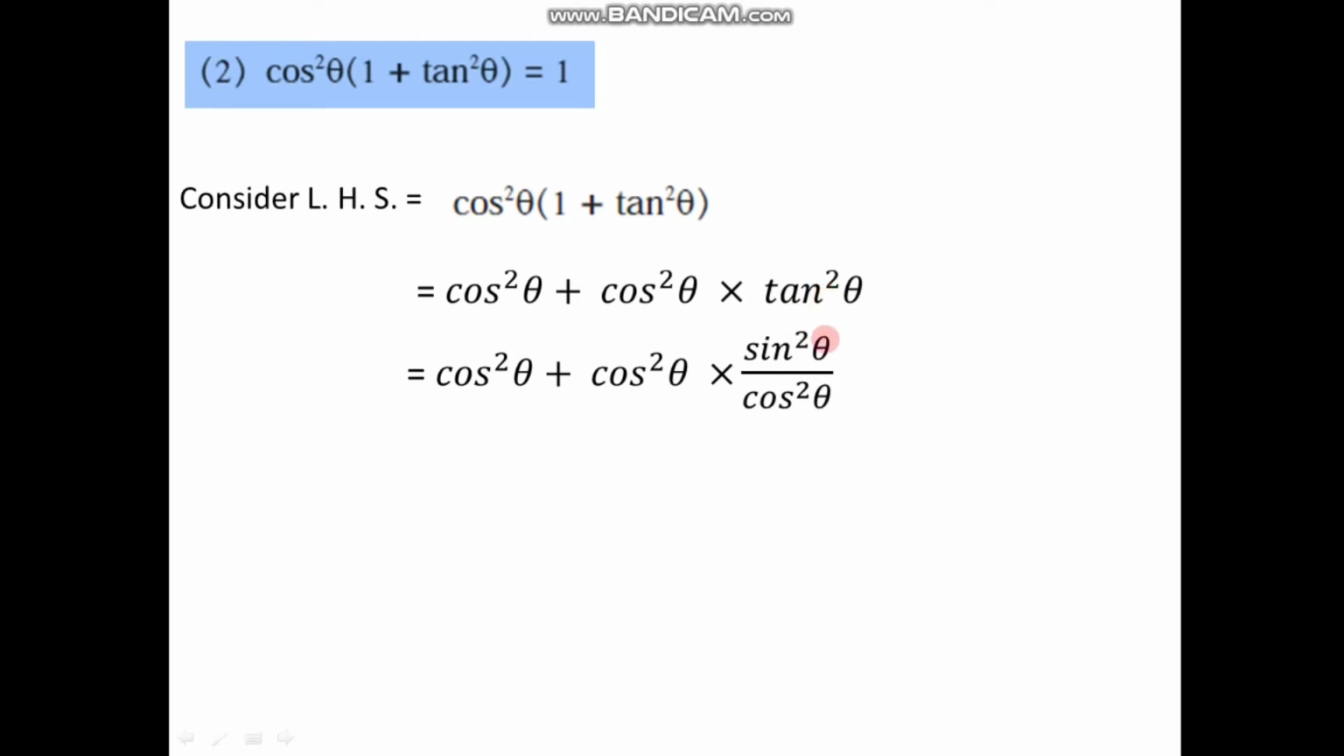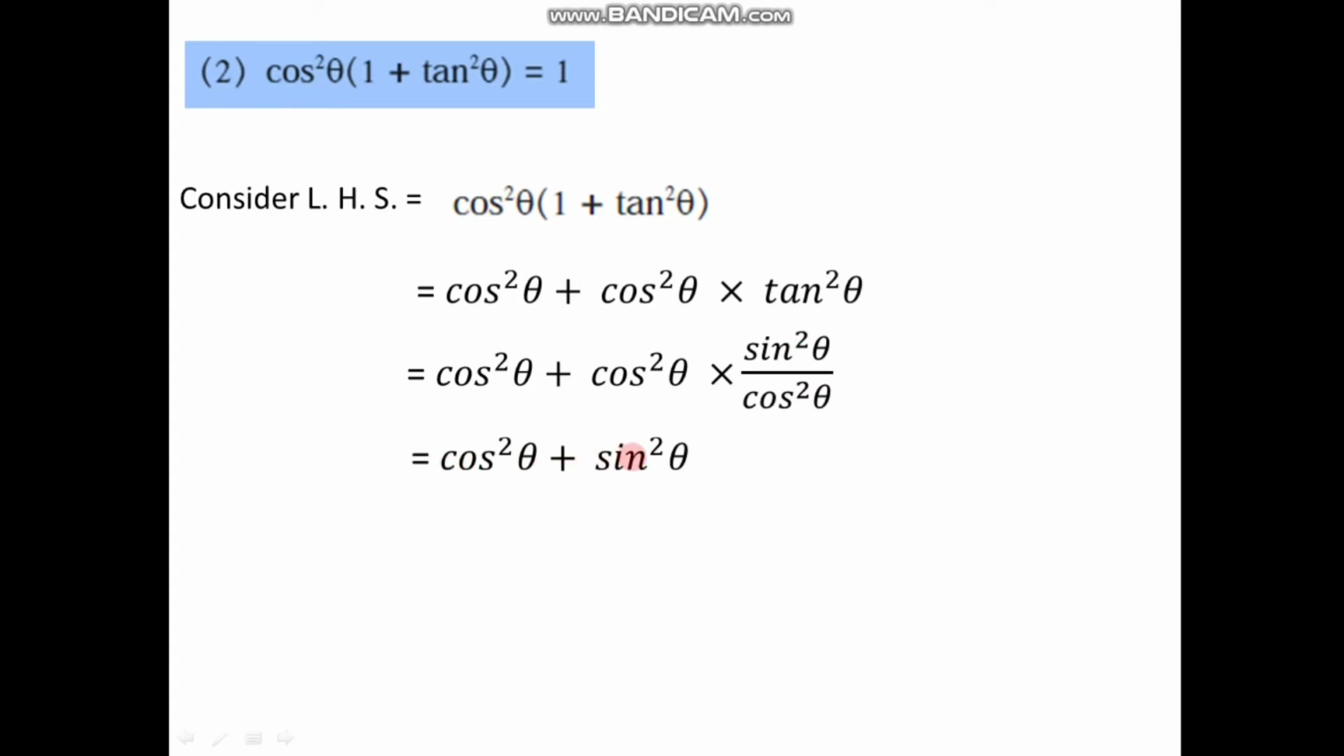Now we take the first term as it is, cos square theta plus cos square theta into, instead of tan square theta we can write sin square theta divided by cos square theta, because tan theta is equal to sin theta divided by cos theta. Now here in the numerator and denominator, cos square theta will get cancelled, so as to have cos square theta first term as it is, plus in the second term in the numerator and denominator cos square theta will get cancelled, so as to have only sin square theta.